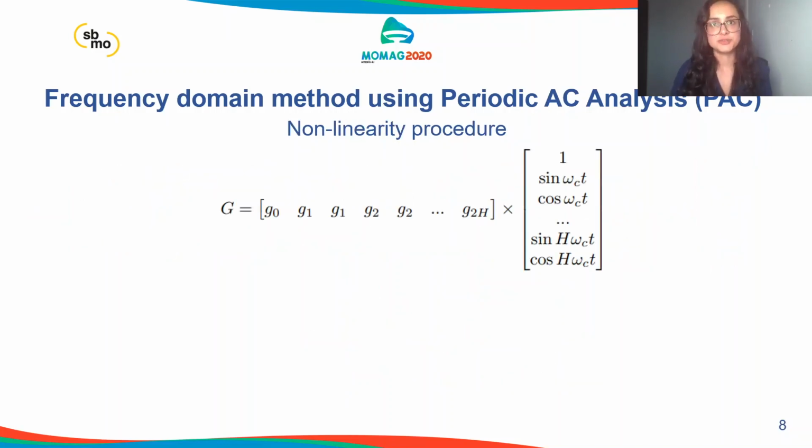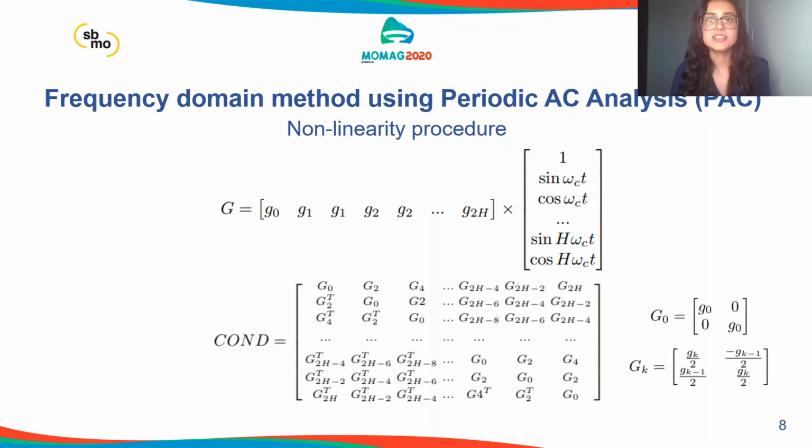In the linearization of the nonlinear components of the circuit, the derivative of the nonlinear equation around the large signal response is performed, obtaining a vector G with 2h plus 1 positions. It consists of conductance amplitudes multiplied by time domain functions of sines and cosines at the fundamental frequency and their harmonics. From the vector G, it is possible to create G0 and G-k as presented, and then compose the conductance matrix, which is used in the linear frequency domain characteristic equation of nonlinear components.